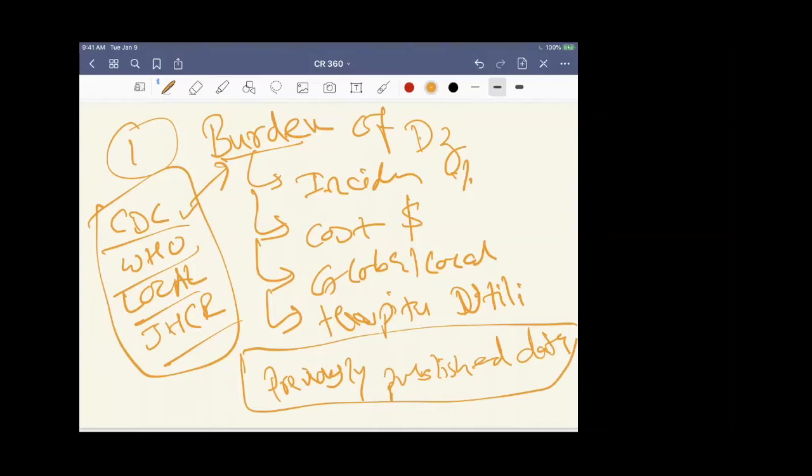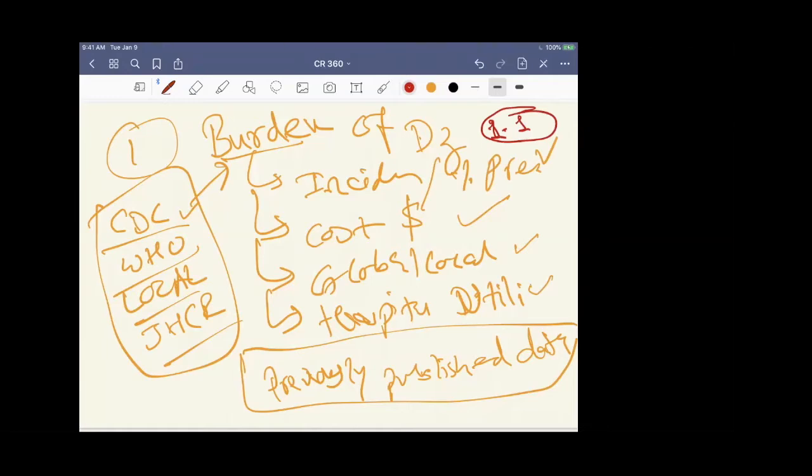So basically, what could be the burden? Incidence or prevalence percentage, cost, global or local burden, hospitalization, utilization, anything you can give numbers for. So one or two lines of numbers are good, or maybe three lines of numbers are very good. So that will be your paragraph number 1, and section number 1 of that paragraph. Just the numbers, bombard with the numbers, because ultimately you are showing them why you are doing the study.